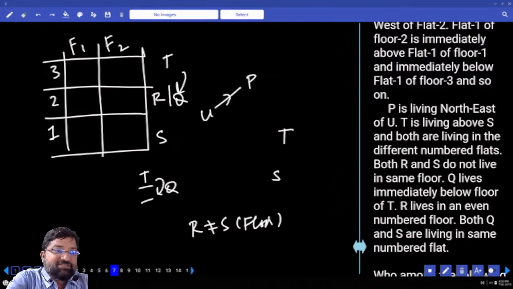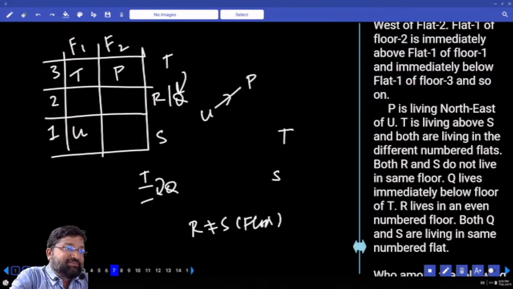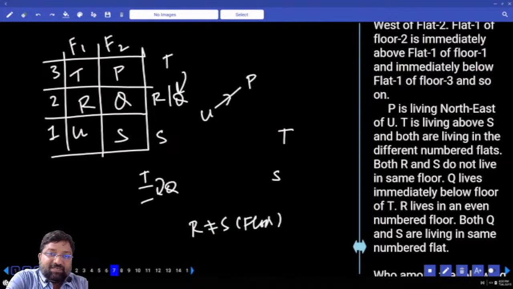How many chances? Only one chance. If this is U, this has to be P. Because the middle floor is already occupied by R and Q. This is T. S is living below T but not on the same floor. S and Q are living in the same numbered flat. This is R. Understood?